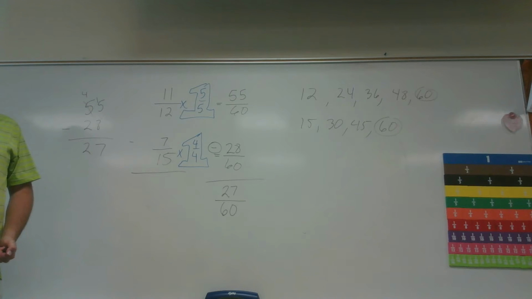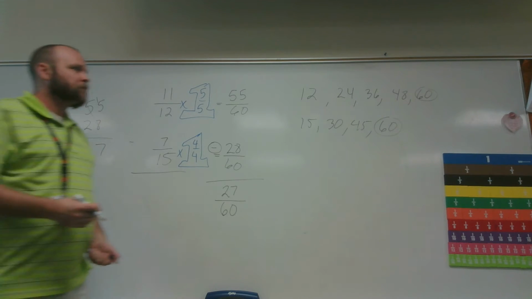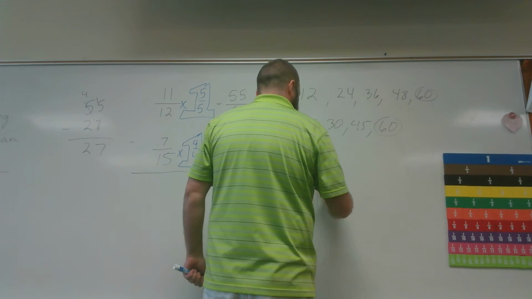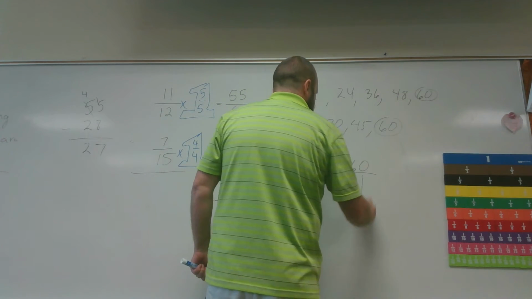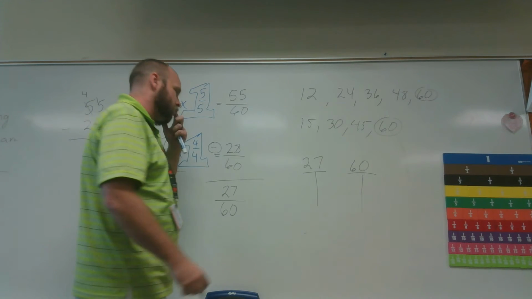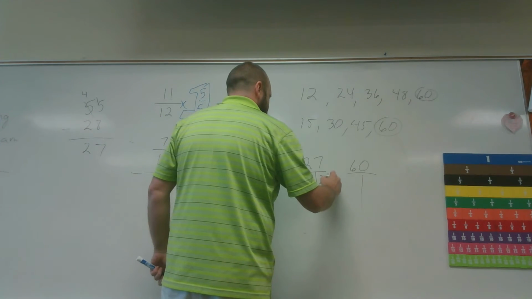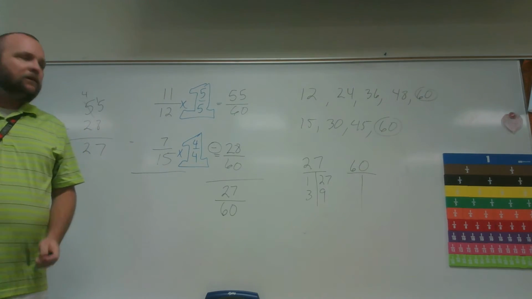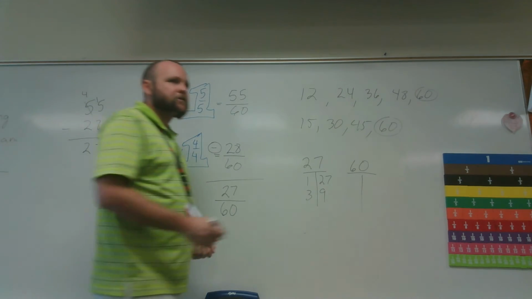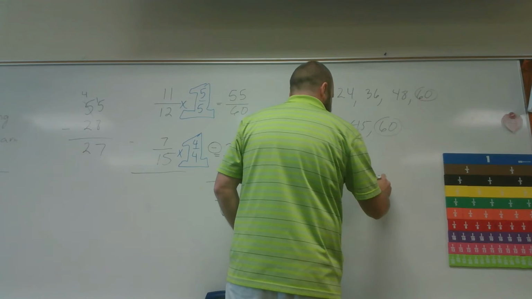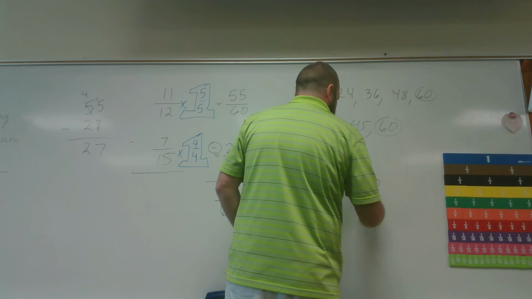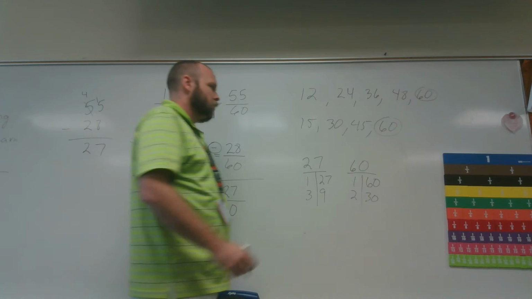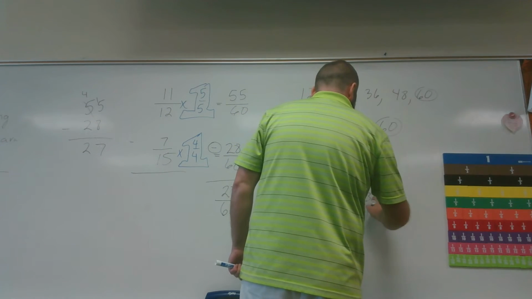But alas, we have to simplify, and I know it can be simplified. So 27 and 60. Let's look at our factors. For 27, 1 and 27, 3 and 9. For 60, 1 and 60, 2 and 30, 3 and 20, 4 and 15.